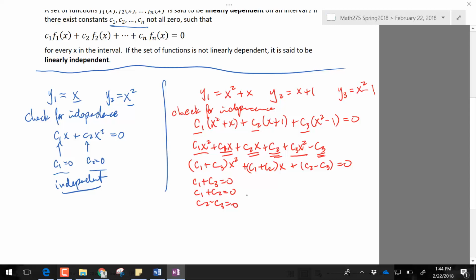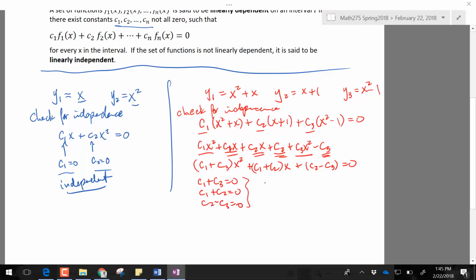X squared, x, and 1 are linearly independent. Separately. And I'm just making things up so that it'll hopefully add up and work out. Is it adding up and working out? I'm worried now. What's C1 equal to? I don't want to solve for this. C1.